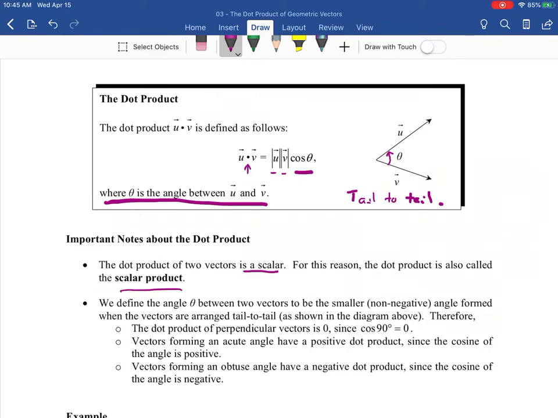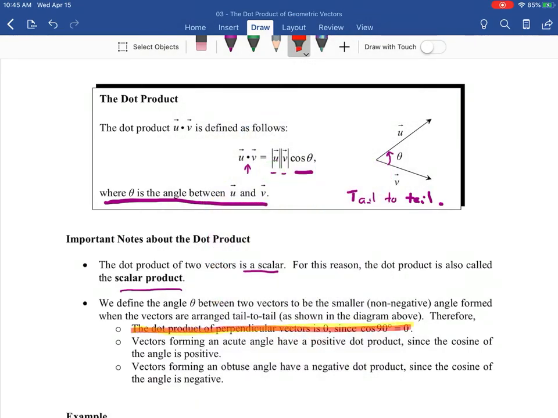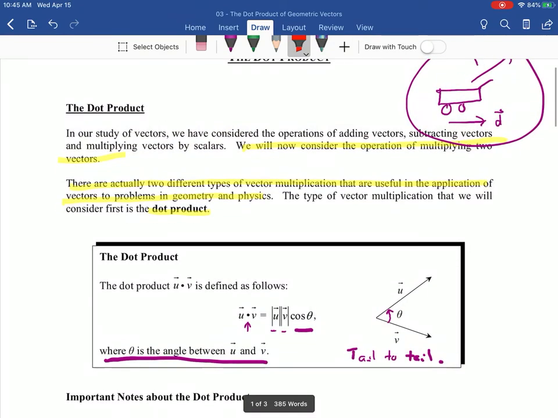Therefore, the dot product of perpendicular vectors will be 0. That's so important. There's no way for me to explain right now how important that is. I'm going for it, going red highlighter. Sort of looks orange after I did yellow there. Since if you have 90 degrees between these two vectors, you'll get cos of 90 and you'll get a dot product of 0 because cos of 90 is 0.